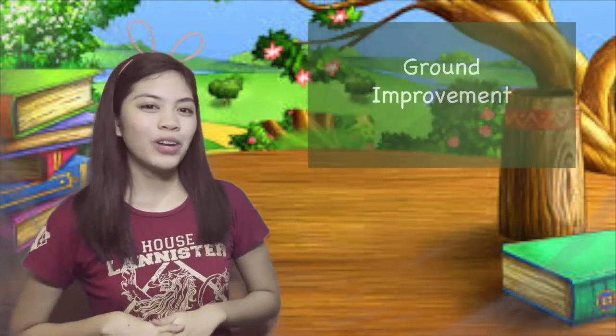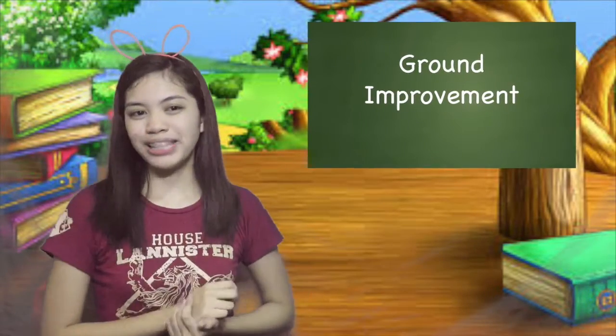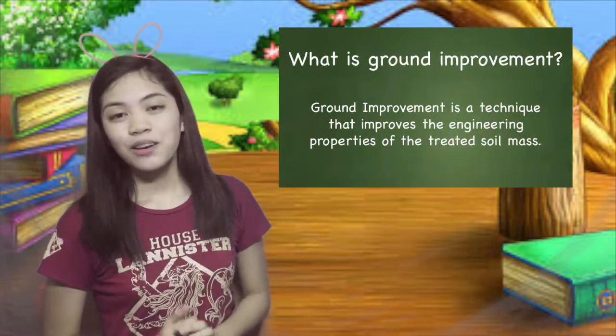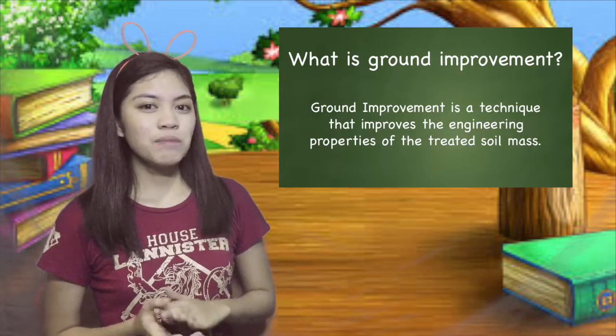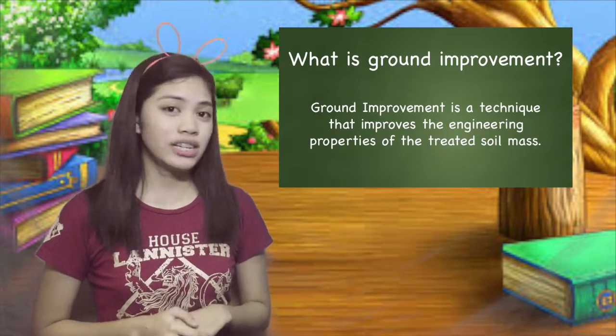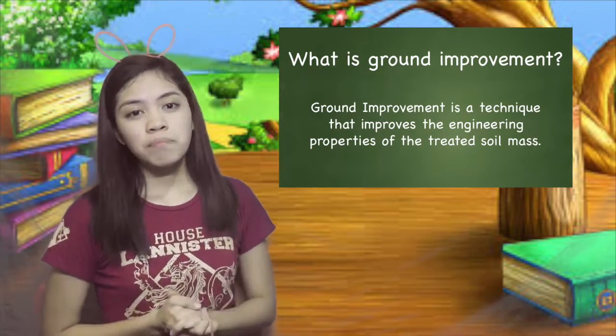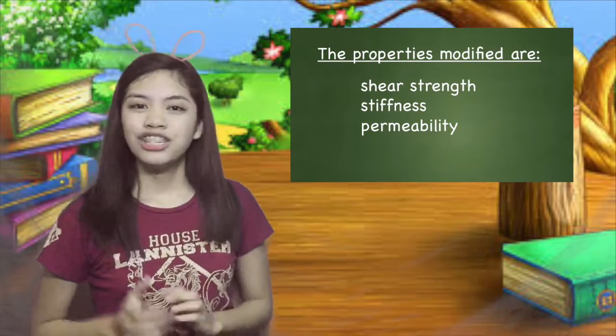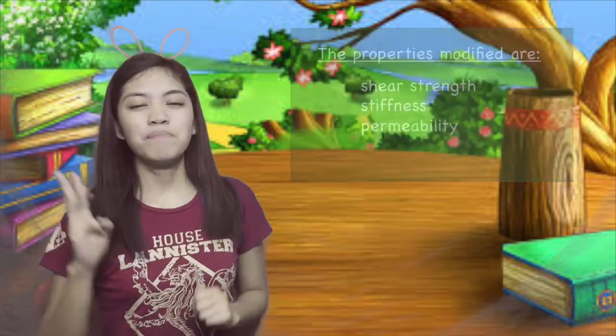Are you ready to learn something new? For this episode, we are going to talk about ground improvement. What is ground improvement? Ground improvement is a technique that improves the engineering properties of the treated soil mass. Usually, the properties modified are shear strength, stiffness, and permeability.